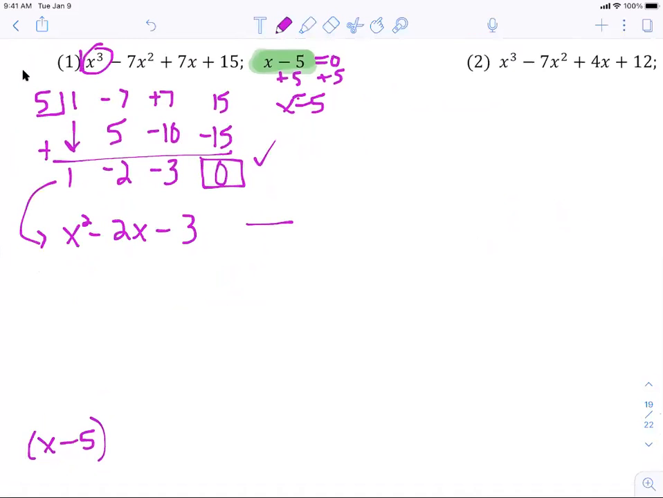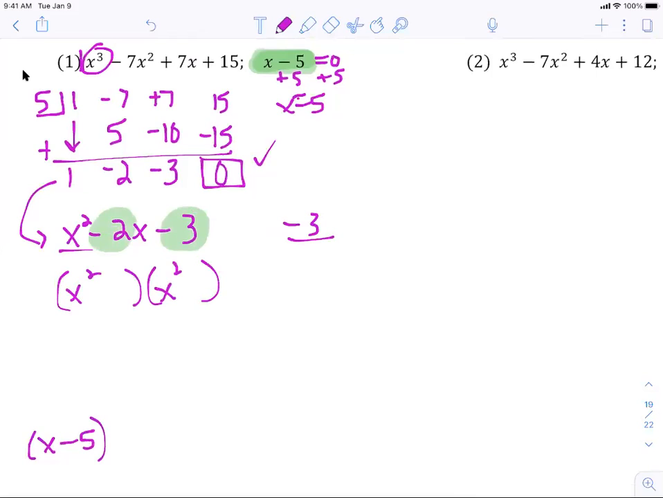Is this now a polynomial that we can factor? Yeah, of course it is. What times what gives me x squared? We're going to use our handy dandy trusty guess and check method. Now for the second part, what multiplies to give me the last term that adds to give me the middle term?